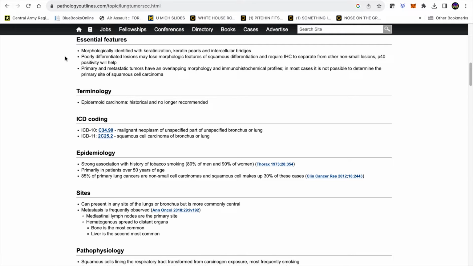And primary and metastatic tumors have an overlapping morphology and immunohistochemical profile. In most cases, it is not possible to determine the primary site of a squamous cell carcinoma.